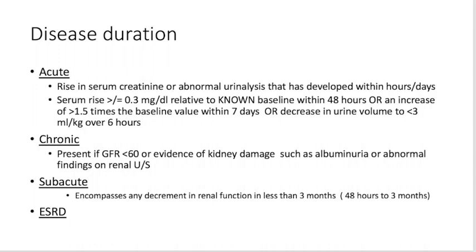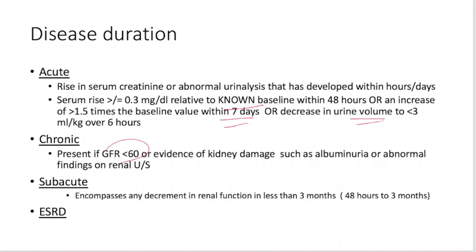So we have acute kidney injury, which is evidenced by a rise in serum creatinine and abnormal urinalysis that has developed within a few hours to days. Here is your serum rise of greater than or equal to 0.3 milligrams per deciliter relative to known baseline within 48 hours, or an increase of greater than 1.5 times baseline value within 7 days. Decrease in urine volume, those would all be your evidence of acute renal failure.